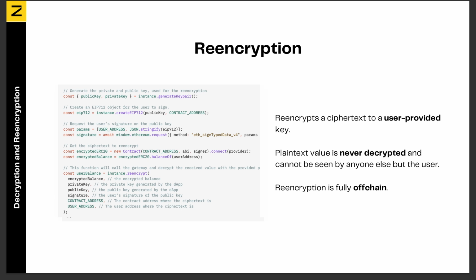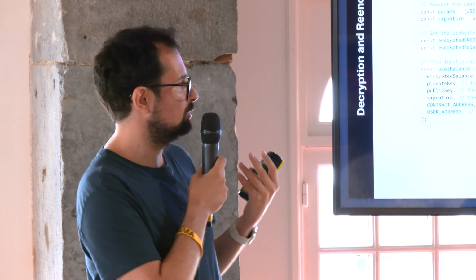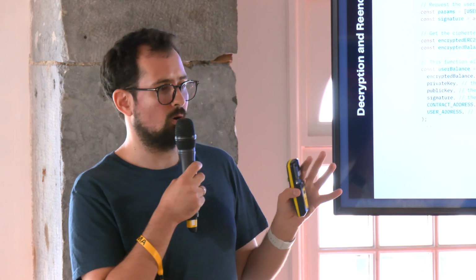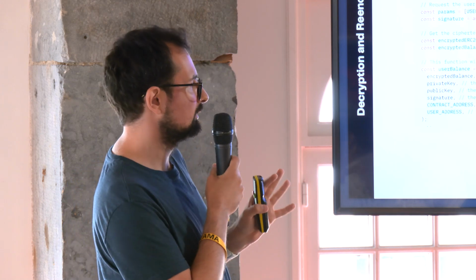For this to work, I can generate my own secret and public key pair. This doesn't have to be an FHE key pair. It can be any scheme. And basically, I can sign my public key and send it to the system. And the system will re-encrypt the value from the FHE encryption to my key. And this way, only I can see this value.